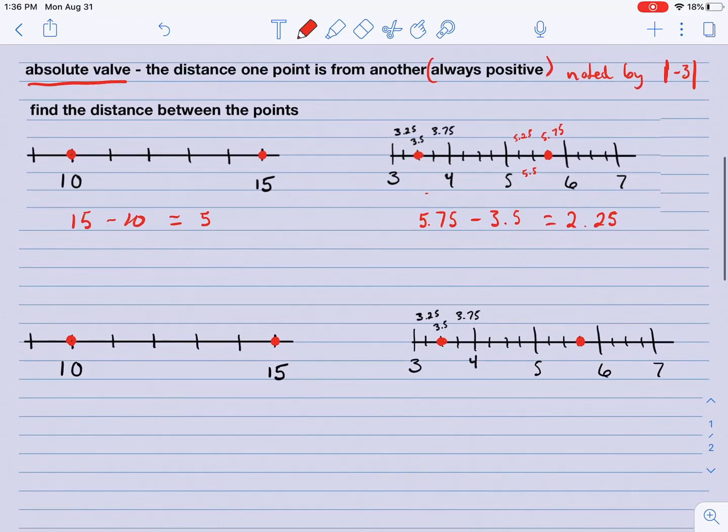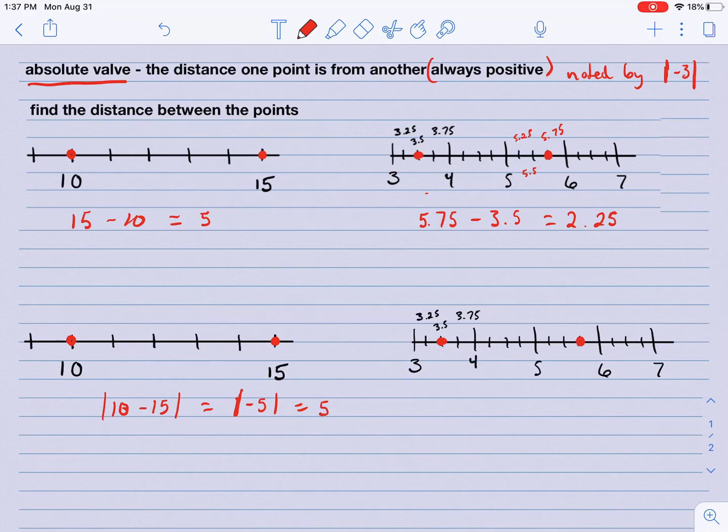So even if we did this again, but this time we wanted to go 10 minus 15. Now distance is always going to be the absolute value of the difference. So 10 minus 15 is going to give us a negative 5. But in the absolute value, you use these straight lines to note that you're looking for the absolute value, and it is actually going to equal just 5.